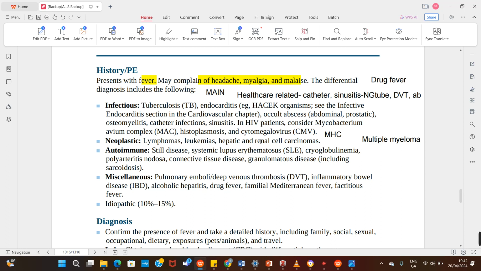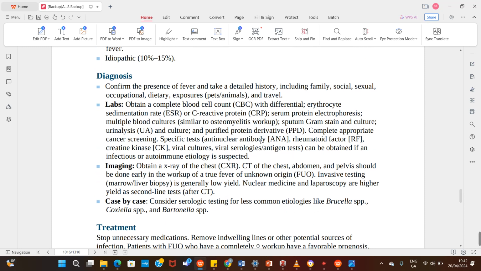Think about autoimmune disease. Common autoimmune diseases we know, SLE, rheumatoid arthritis. We have added Still's disease to it now, right? Polyarteritis nodosa, hyperglycemia. Miscellaneous, most of them hospital related. Either the person has been immobilized for a long time, he has a DVT, or the person has been placed on some certain medication causing drug fever, or the person is just faking it, factitious. That's the way to look at it. Then you do your investigation accordingly to look for the underlying cause, right?